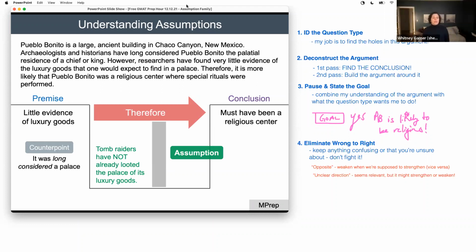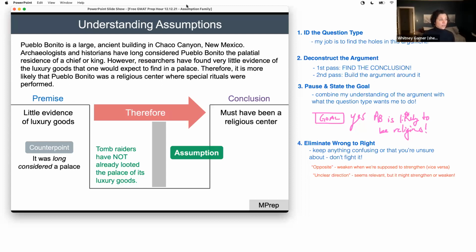Again, when we're starting to think about assumption, I want to ask the question, what would have been bad? Like, what could have happened? What could be true that could make us really think that this conclusion is bad? One thing could be if there were luxury goods there, but they just got stolen. So this whole argument becomes a mess because we're only making any of these claims based on the absence of luxury goods. But maybe these luxury goods are gone, not because they weren't ever there, but because someone stole them. So what do we need to assume? We need to assume that tomb raiders have not taken them.